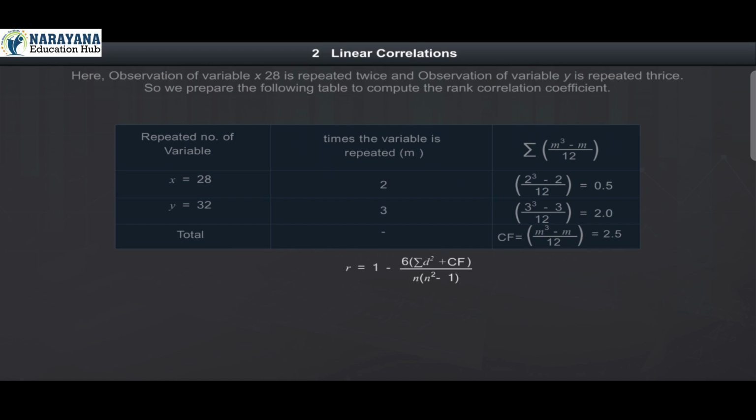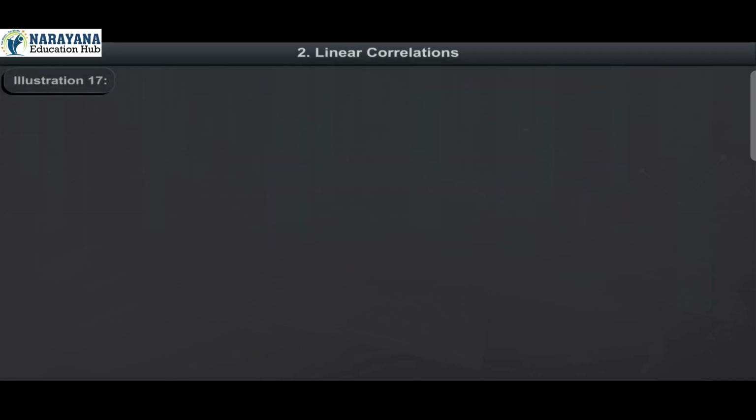R is equal to 1 minus 6 into sigma d square plus CF divided by n into n square minus 1. N is equal to 8, sigma d square is equal to 5.50, CF is equal to 2.5. R is equal to 1 minus 6 into 5.50 plus 2.50 divided by 8 into 8 square minus 1, is equal to 1 minus 6 into 8 divided by 8 into 64 minus 1, is equal to 1 minus 48 divided by 504, is equal to 1 minus 0.10, is equal to 0.90.